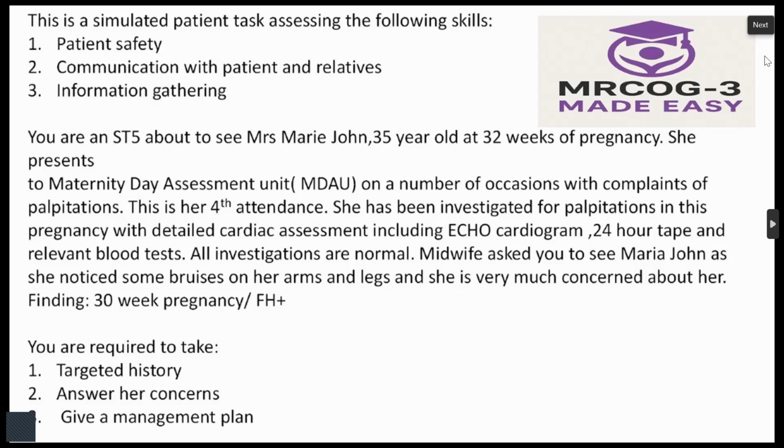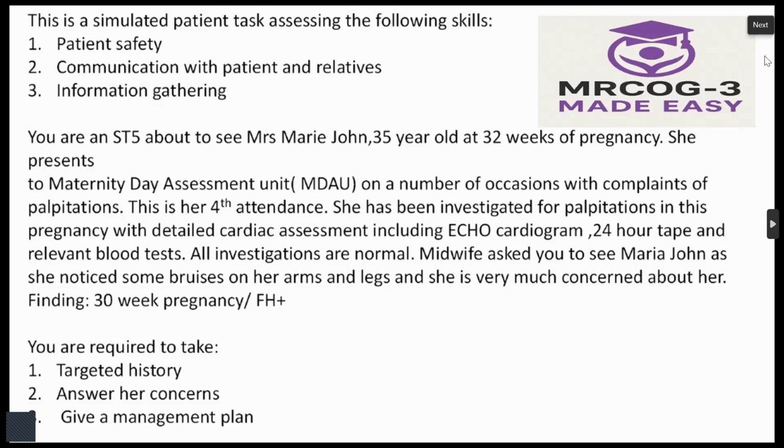So now the case scenario is in front of you. Here they will assess all three domains, mostly patient safety, because that is very important in domestic violence. You need to communicate more with the patient. You need to get the information out of the patient, because she will not tell you that it is domestic violence. You have to bring out the information. There lies your skill. So now you have to take a targeted history, and if she has any concerns, usually she'll be silent.